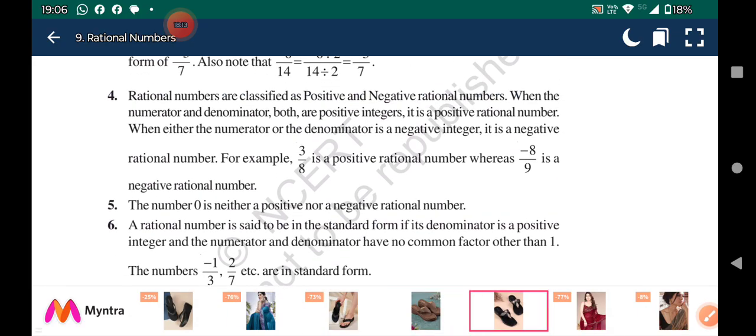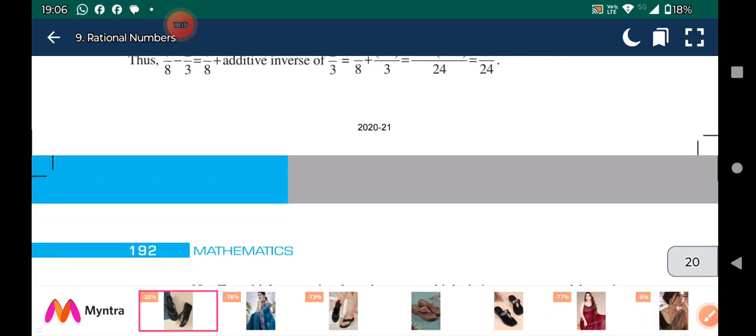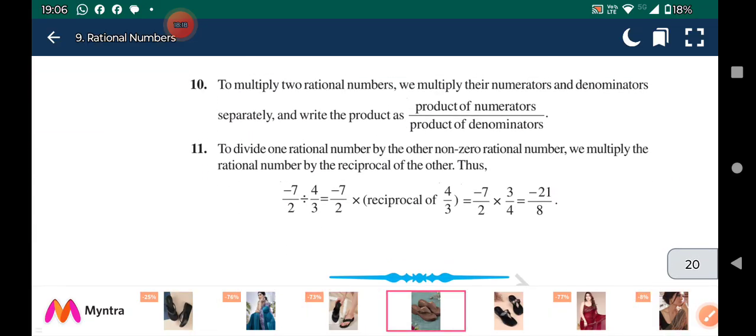3. The number 0 is neither positive nor negative. 4. To multiply two rational numbers, we multiply their numerators and denominators separately and write the product as product of numerators by product of denominators. 5. To divide one rational number by another non-zero rational number, we multiply the rational number by the reciprocal of the other. Thus, minus 7 by 2 divided by 4 by 3 equals minus 7 by 2 into reciprocal of 4 by 3 equals minus 7 by 2 into 3 by 4 equals minus 21 by 8.